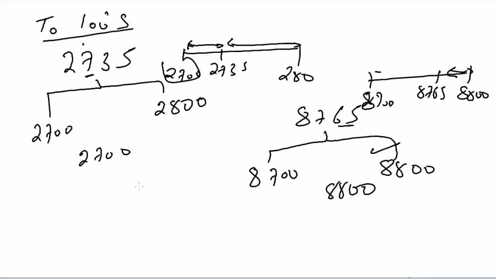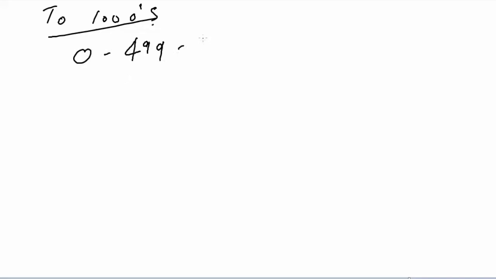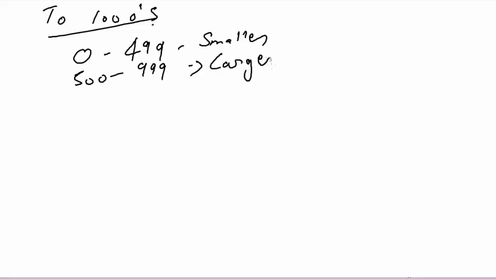Now the third method goes like this, which is approximating it to the nearest thousands, the thousands position. Now this is something you'll have to follow a rule for. If a number lies between 0 to 499, you'll have to round it off to the smaller number. And if there's a number which lies between 500 and 999, you'll have to round it off to the larger number. You will understand this concept when I take an example and explain.